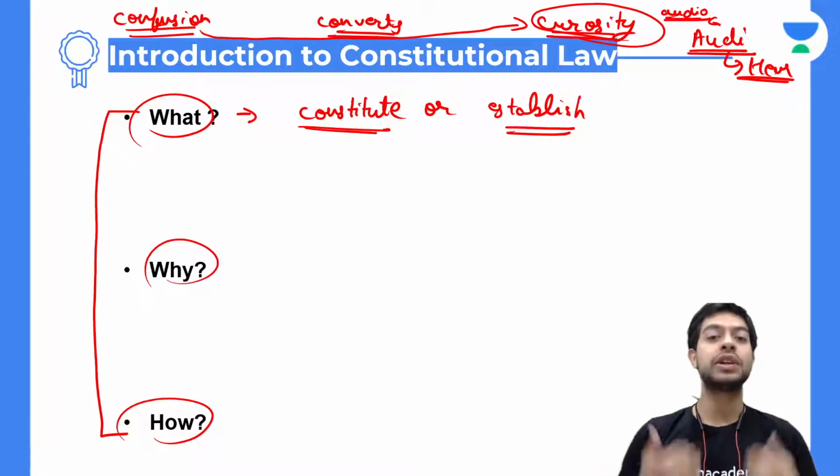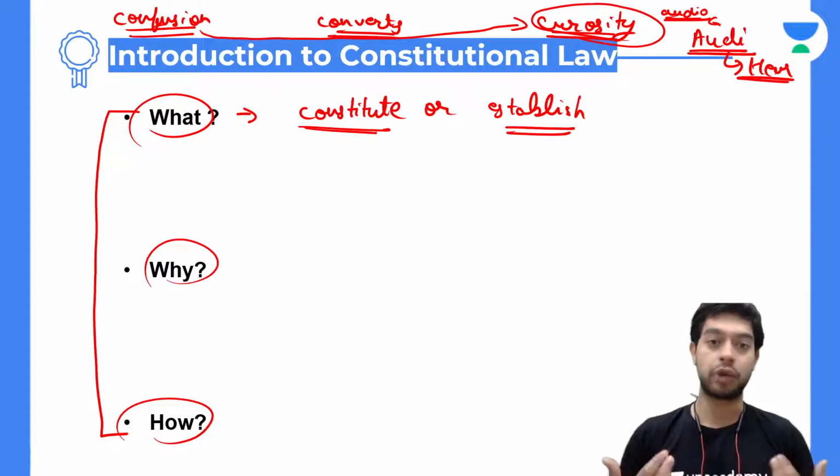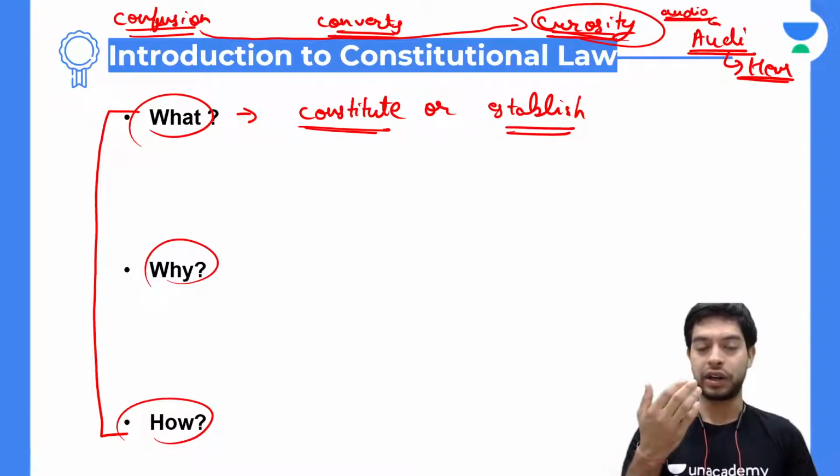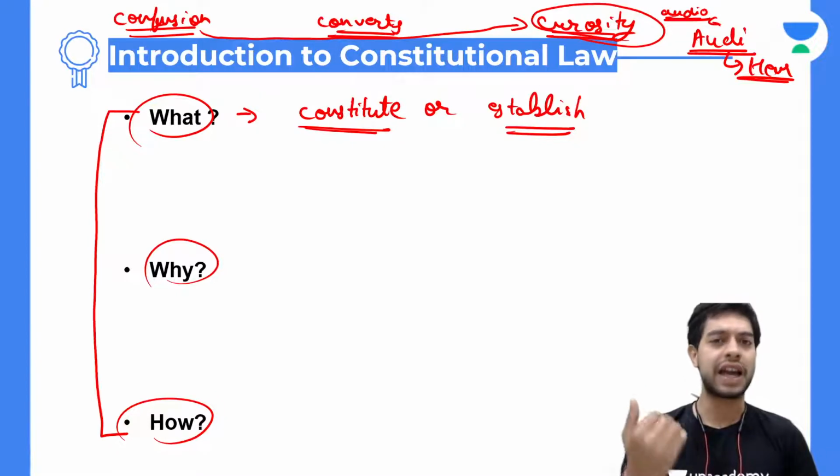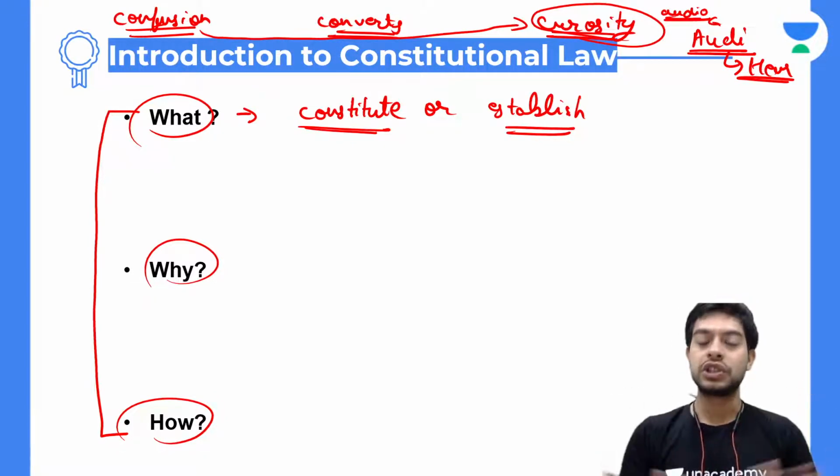These are the constituents of the human body. The organs, the internal as well as the external organs of the human body, are the constituents of a human body, and these constitute a human body. Similarly, constitution means a document that constitutes a whole nation.